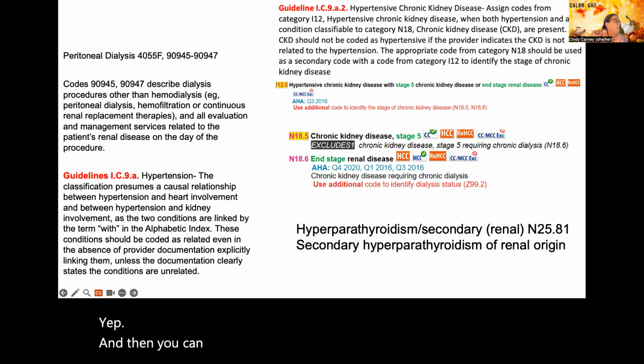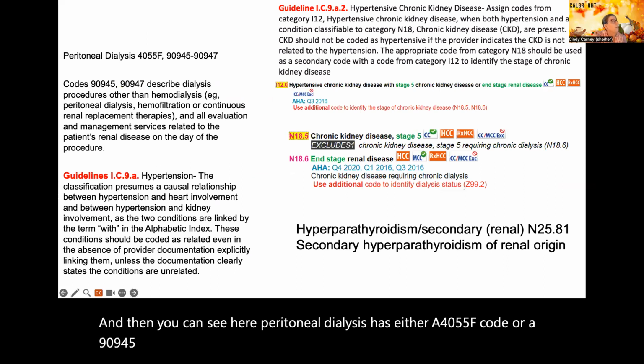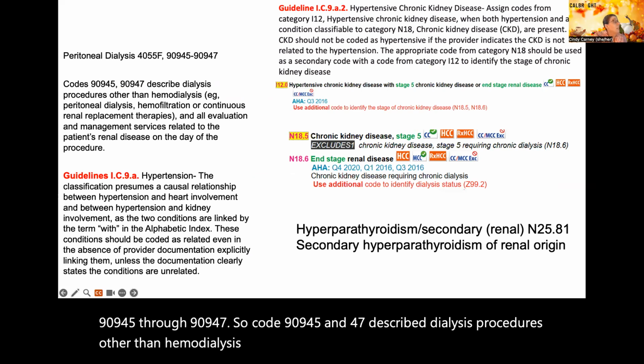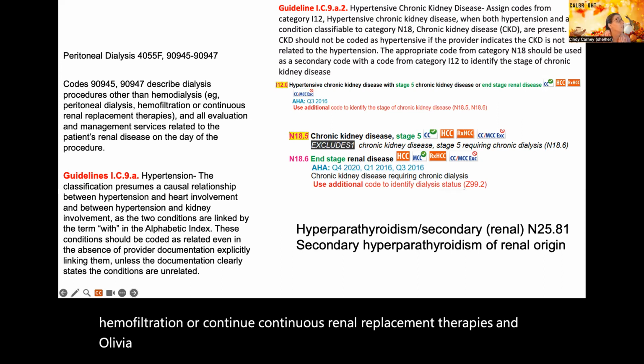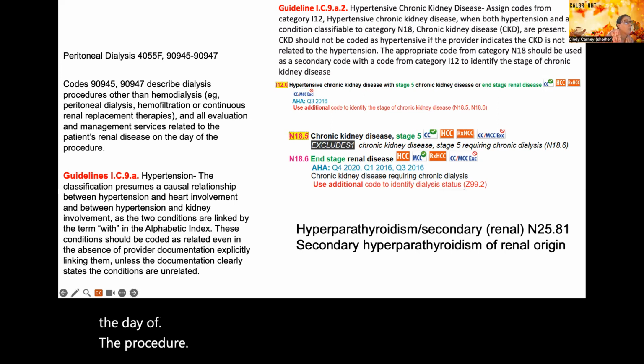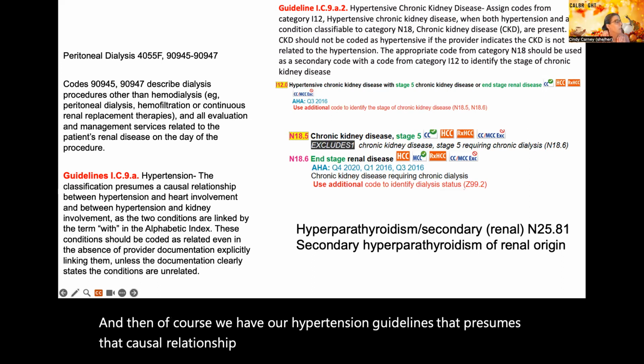And then you can see here, peritoneal dialysis has either a 4055F code or a 90945 through 90947. So codes 90945 and 47 describe dialysis procedures other than hemodialysis. Examples would be peritoneal dialysis, hemofiltration, or continuous renal replacement therapies, and all evaluation and management services related to the patient's renal disease on the day of the procedure. And then, of course, we have our hypertension guidelines that presume that causal relationship between hypertension, heart involvement, or even kidney disease.